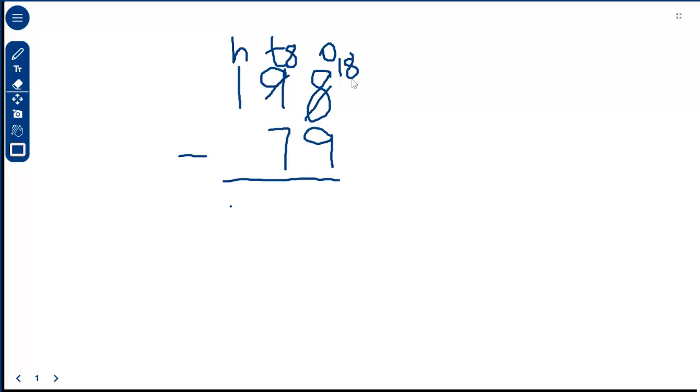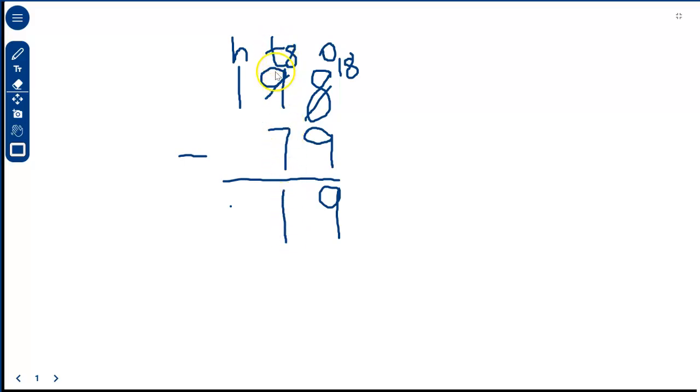We now have enough in the ones column to take away our digit 9. So we are going to subtract 18, take away 9. You can either subtract by counting backwards 9 steps from 18, and we are going to get 9. In our tens column, we were left with 8 tens. 8 tens, take away 7 tens, will be 1 ten. Therefore, we write our 1 there.